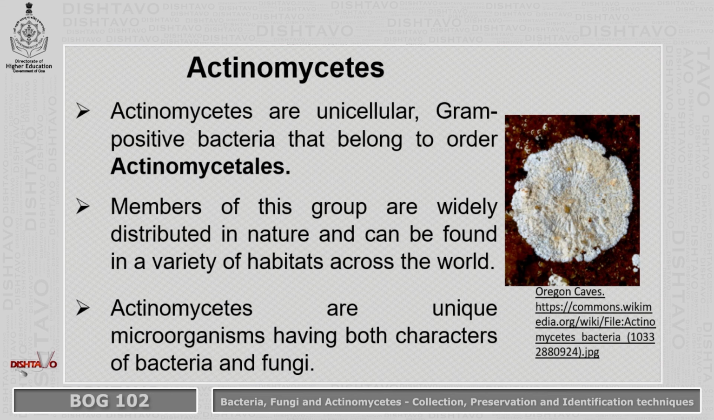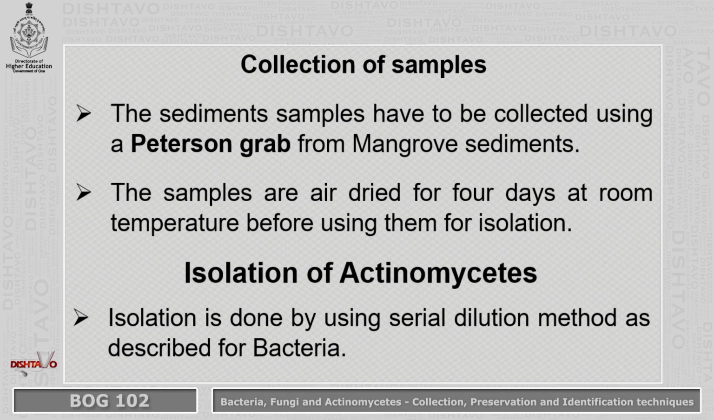Recently, they are termed as actinobacteria also. Members of this group are widely distributed in nature, and they can be found in a variety of habitats, just like fungi. Actinomycetes are unique microorganisms having characters of both bacteria and fungi.